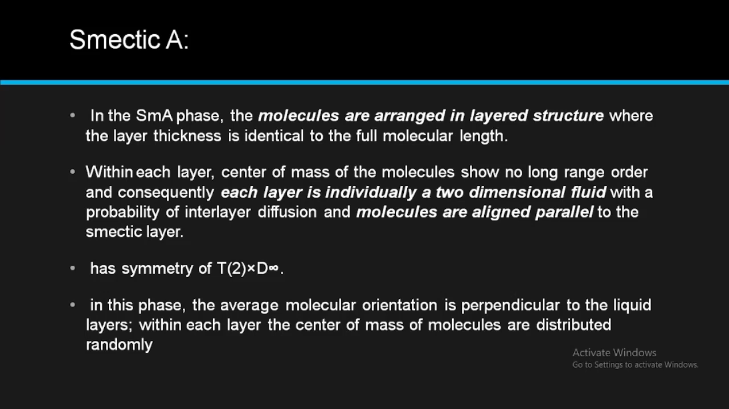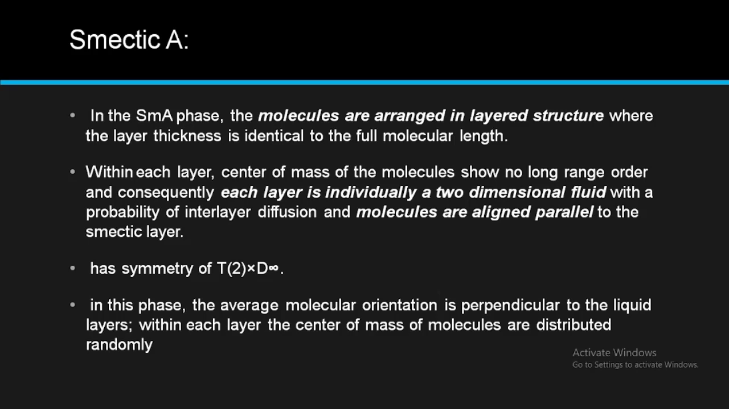Now let us look into smectic A, because we are going to explain the things with reference to smectic A. In the smectic A phase, the molecules are arranged in a layered structure, and the speciality is that the layer thickness will be identical to the full molecular length. Also, within each layer, the center of mass of the molecules no longer has a long range order, and each layer is individually a two-dimensional fluid. So even if I take a single layer in the smectic A phase, I can consider it as a two-dimensional fluid.